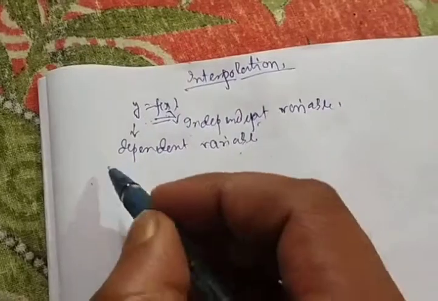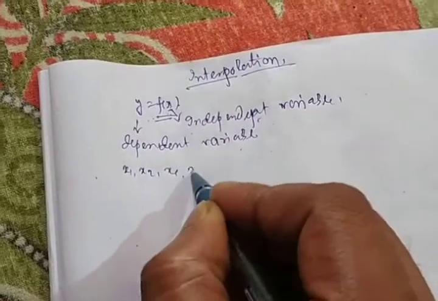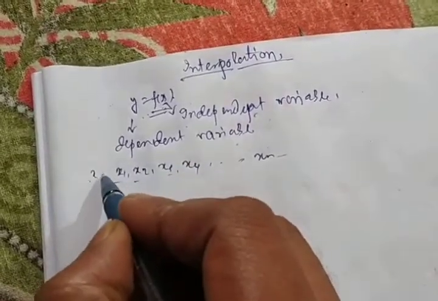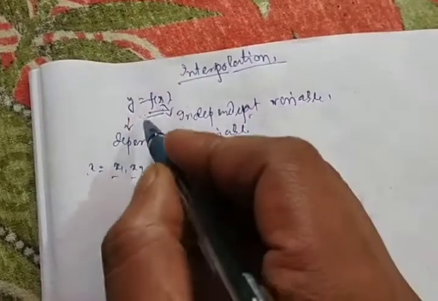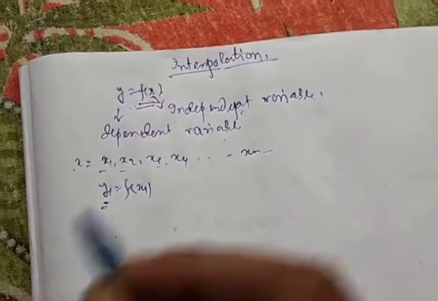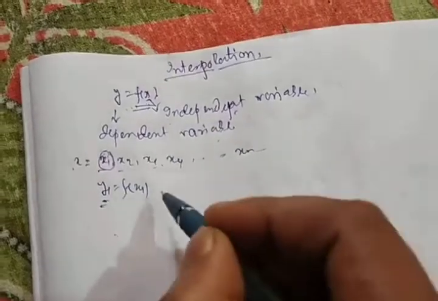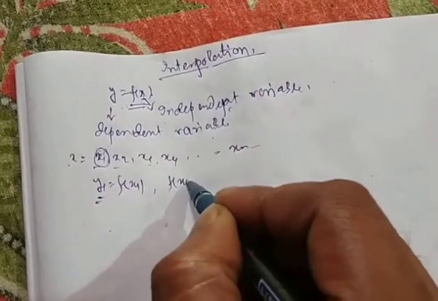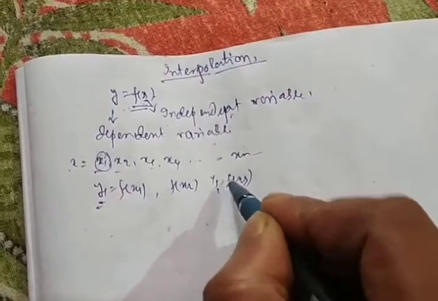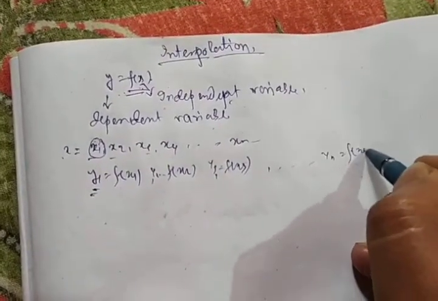That is, we say x1, x2, x3, x4 up to xn. For these values x1, x2, x3, we know the values of the function, that is y1 equals f(x1). Corresponding to x1 we know y1, it is given, and y2 equals f(x2), y3 equals f(x3). So these values are known. Similarly, yn equals f(xn).